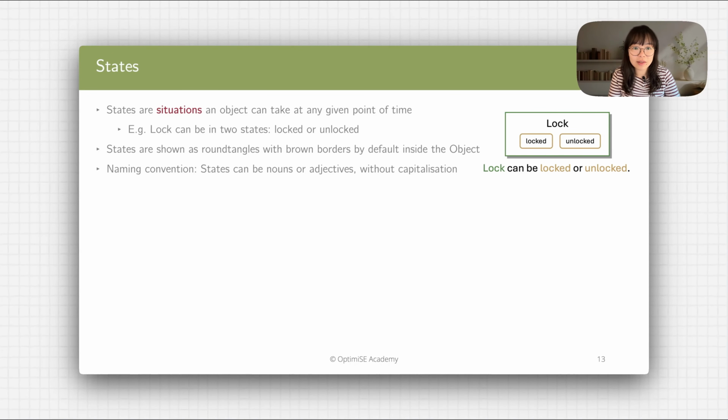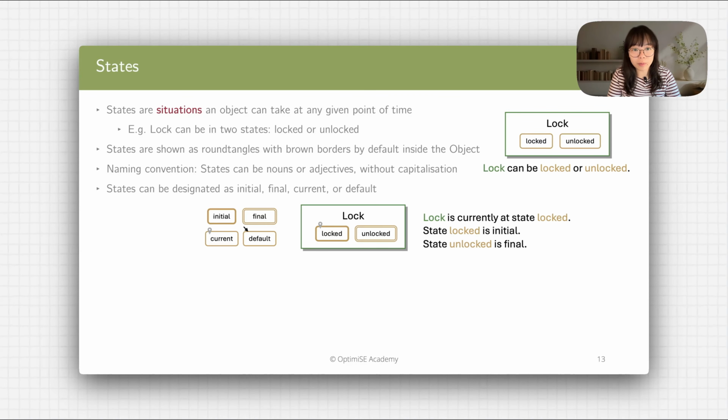Now, states can also be designated as initial, final, current, or default, and they can also be assigned to the same state as well. So let's take a look at the lock object. I may say that the locked status is the current status and is also the initial status, while the unlocked state is the final state. The OPL would then change based on these designations. For example, in this case, it would read lock is currently at state locked, and state locked is initial, state unlocked is final. Another useful tip is that you can suppress these states as well.